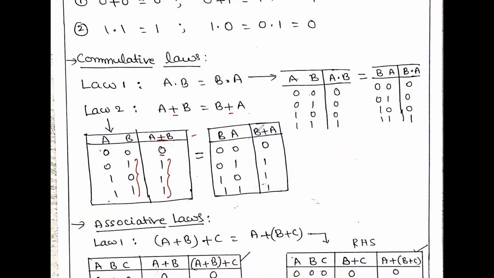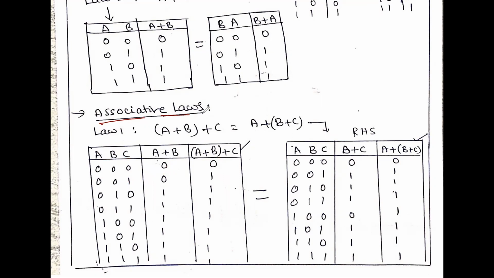Similarly, towards the right side, the first input is B, the second input is A. Even though we change the sequence of the variables, again, when both inputs are zeros, then only the output will be 0. If one of the inputs is 1, then the output will be 1. This is the ORing operation. So again, we can check LHS equal to RHS. That means the commutative law over the plus operator is also satisfied.